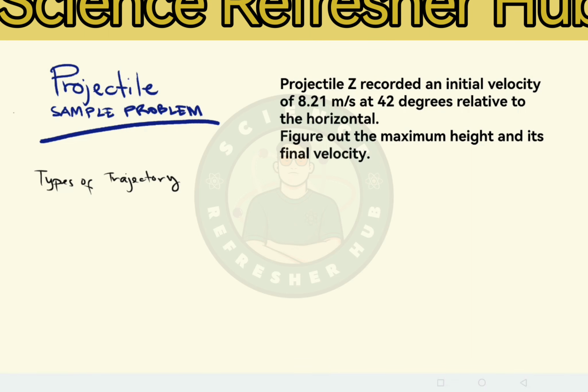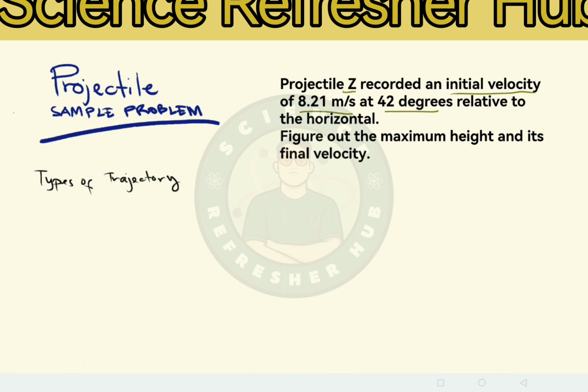I will be presenting one problem that is very helpful for your review for your upcoming culminating test. So we will have here one projectile sample problem. Projectile C recorded an initial velocity of 8.21 meters per second at 40 degrees relative to the horizontal. Let's figure out the maximum height and its final velocity.